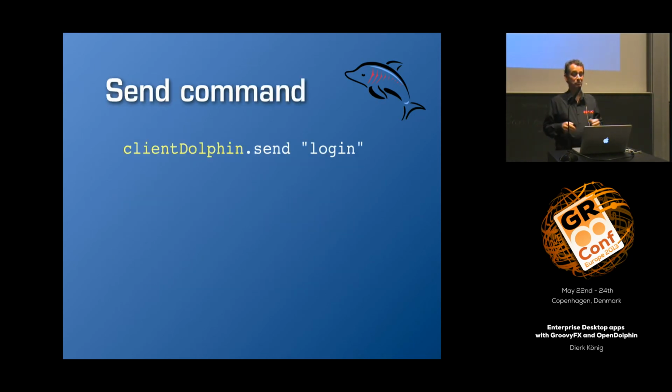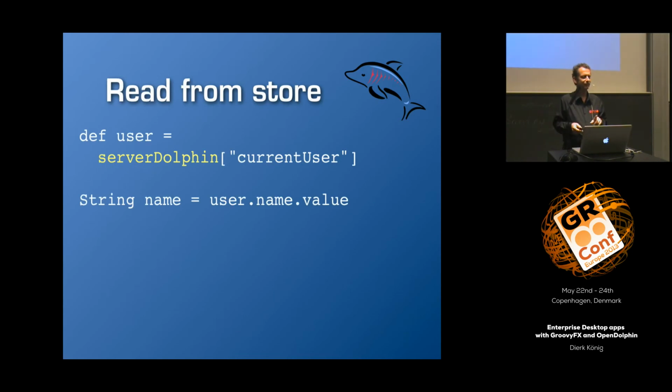How do you send a command? clientDolphin.send login. That's what you do. That's it. And there are no parameters to any command, because the server knows everything already. He has total knowledge of your state of the UI, because he got all the information before, asynchronously. You don't have to send who you're going to log in, because he knows. It's a cool security feature, right? It makes it very difficult to do any man-in-the-middle attacks without that context knowledge.